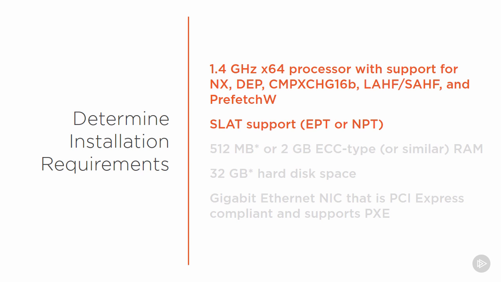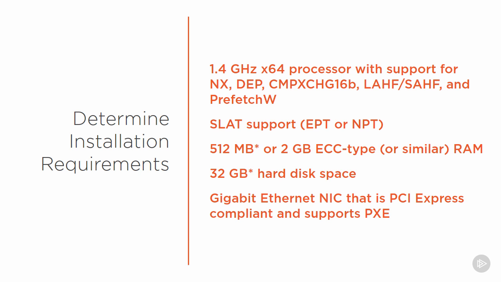There are, as you know, two different installation options for Server 2016, the Server Core and also the Full Server Edition. For Server Core, you need to have at least 512 megabytes of RAM. For every other edition, for the Server with a GUI edition, you'll need to have at least 2 gigs of RAM. This needs to be ECC type or similar RAM. We also here have the need for hard disk space, at least 32 gigs of hard disk space, and a gigabit Ethernet NIC that is compliant to PCI Express and also supports PXE for PXE booting. You should notice here that a couple of these, the RAM and also the hard disk space configurations here, both of these have little asterisks associated with them.